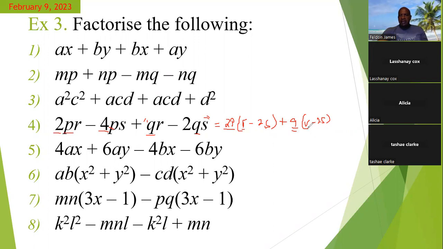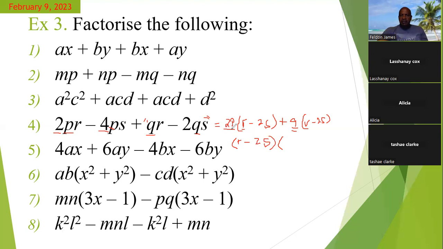So the two brackets have the exact same expression. So we can just treat it as our common factor, our HCF. So the HCF here for the second line would be the bracketed expression. So we have R minus 2S, which is common. So what we do now, we treat that as a common factor. Of course, you're going to divide each of these terms by the R minus 2S.